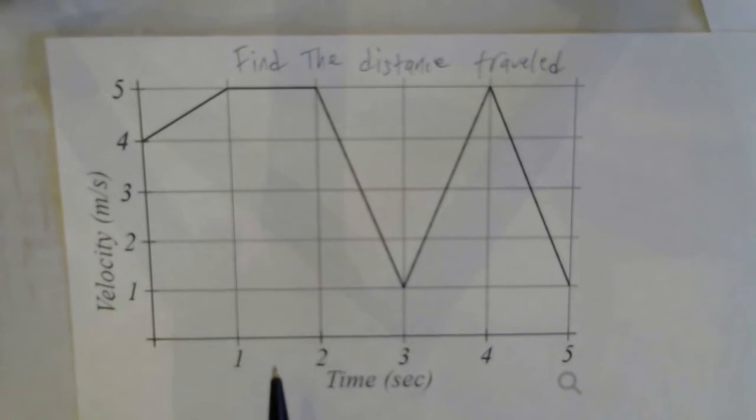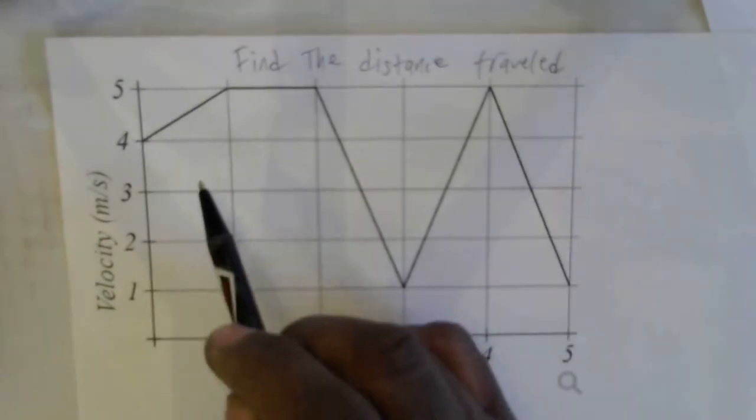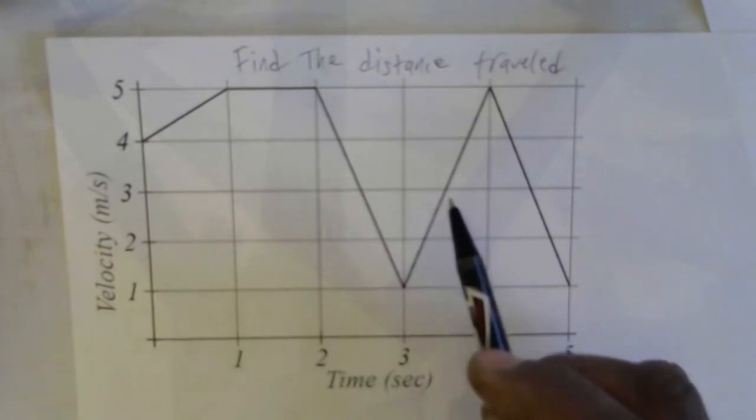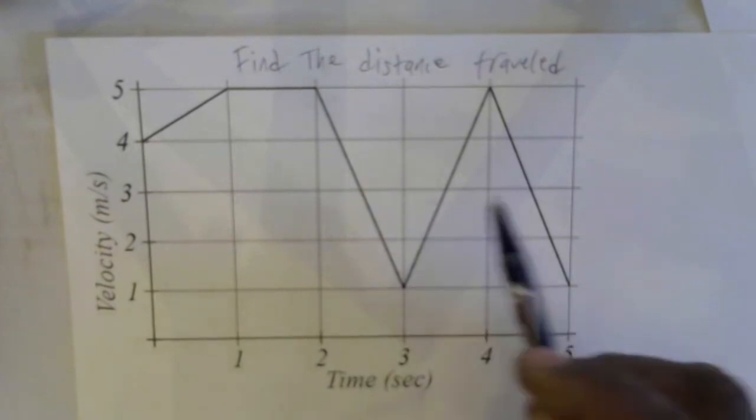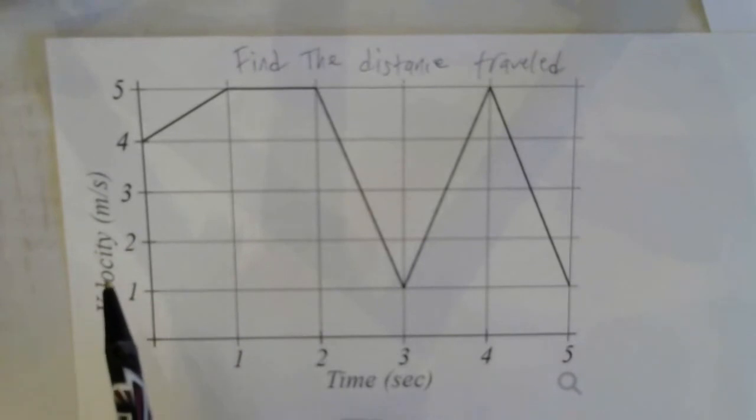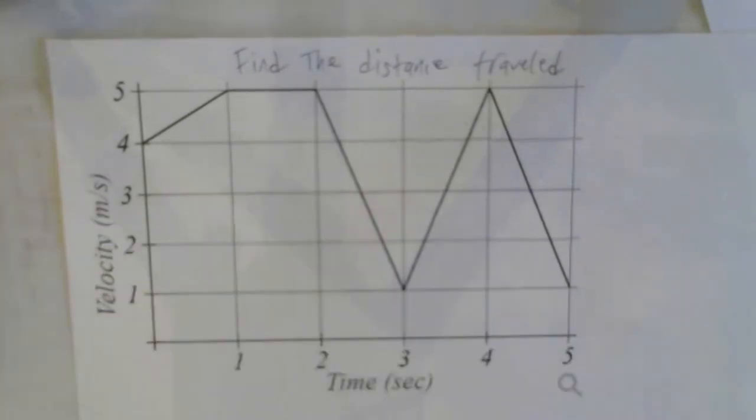So if we were to subdivide this into 5 regions, and if we could find the area for each region, right, that time times the speed would actually give us the distance. Okay.